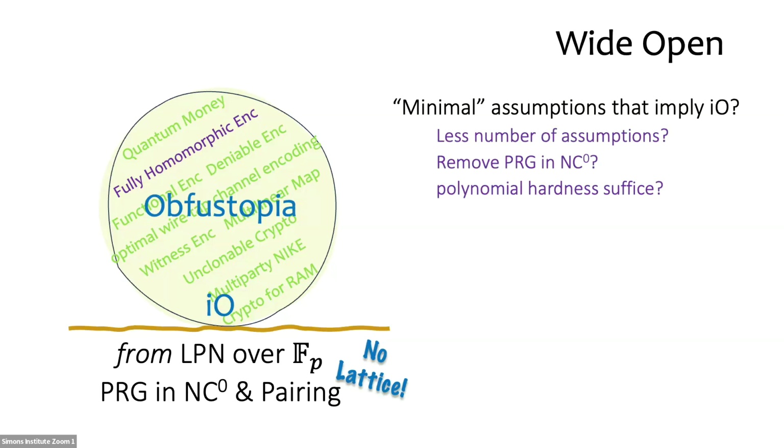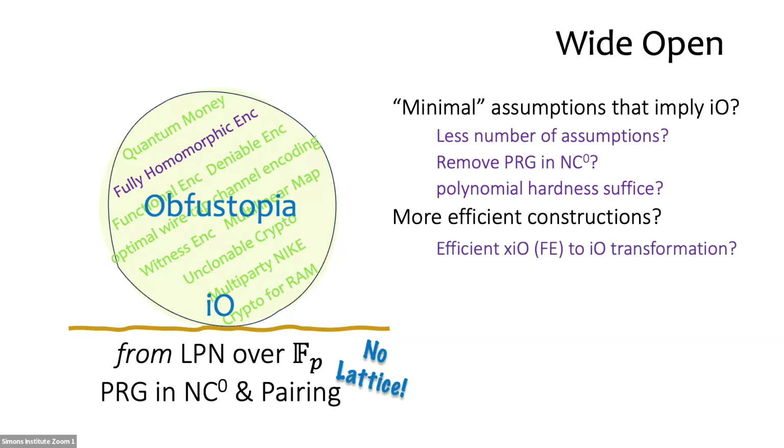Of course, we're just barely scratching the surface. There are so many wide open questions, such as what are the minimal assumptions that could imply iO? It's rare in cryptography that we rely on putting together so many different sources of hardness. Usually 1 source is enough. But here we need 3. Can we rely on a smaller number of assumptions? Can we remove this local assumption? Can we show that polynomial hardness actually suffices instead of relying on sub-exponential hardness?